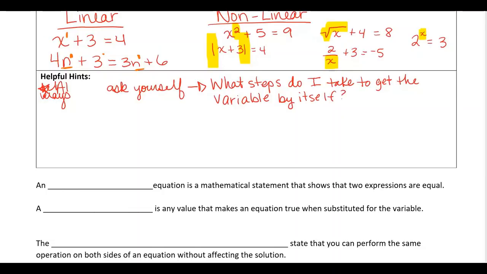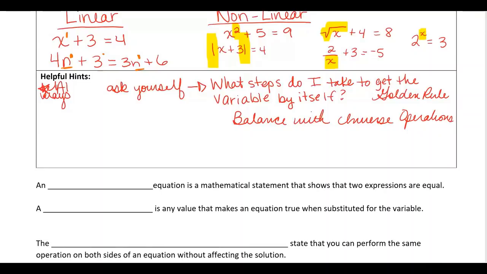Now, a lot of times in math, we call this the golden rule. If you do it to one side, you must do it to the other side. So, in math though, we know that rule is simply balance with inverse operations. Balance with inverse operations. Now, I'm going to review with you the properties of equality, which makes all of this happen.